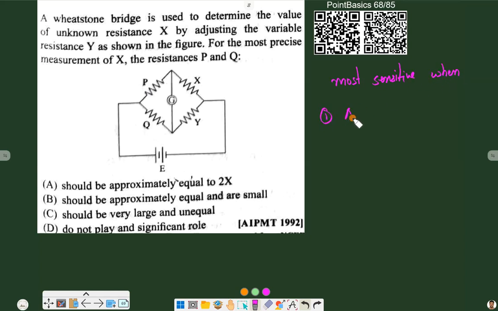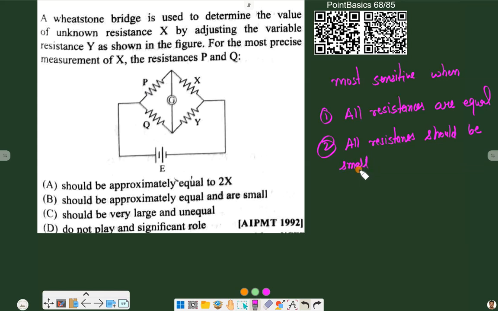condition 1, all resistances are equal, and the second point is that all resistances should be small. Why small?